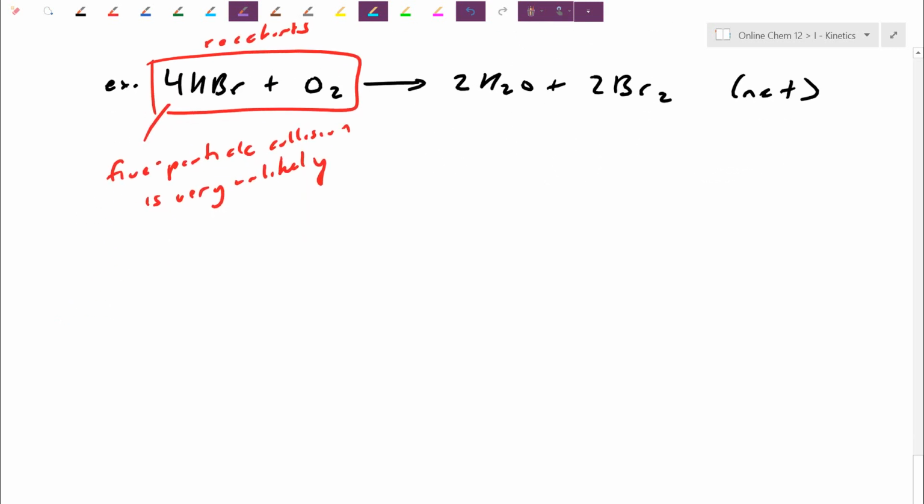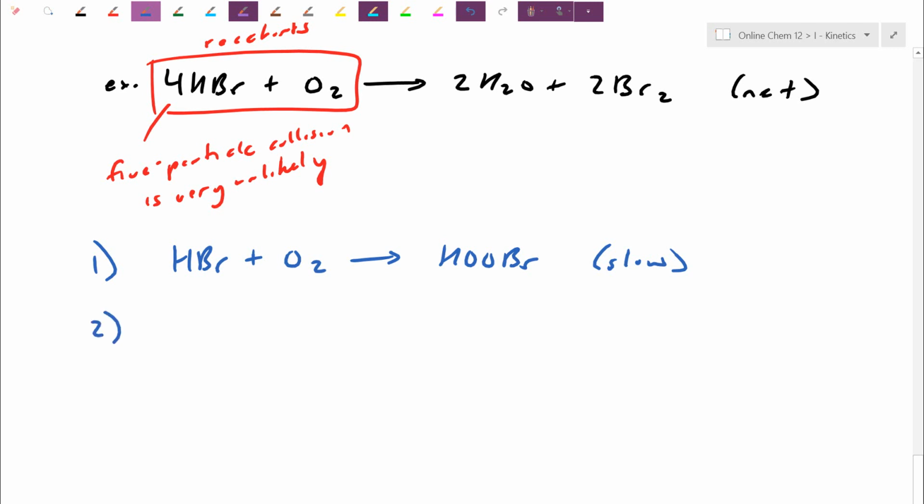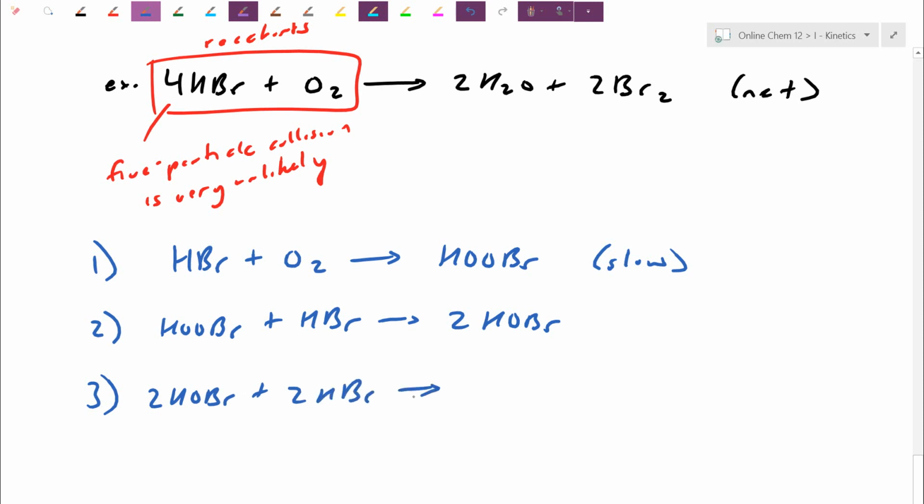Again, you don't need to design a mechanism from scratch. I'm going to give you some of the details. So the first step in this mechanism, we actually just need one of these HBr to react with an O2. This ends up forming HOOBr. This one here is known as the slow step. Again, it doesn't always have to be the first one, just for argument's sake here, that one was. Second step here, we take this HOOBr. This one here needs to collide with yet another HBr. This produces 2 HOBr. And then step number 3 requires 2 HOBr and 2 HBr. This one ends up forming your 2 waters and your 2 Br2.